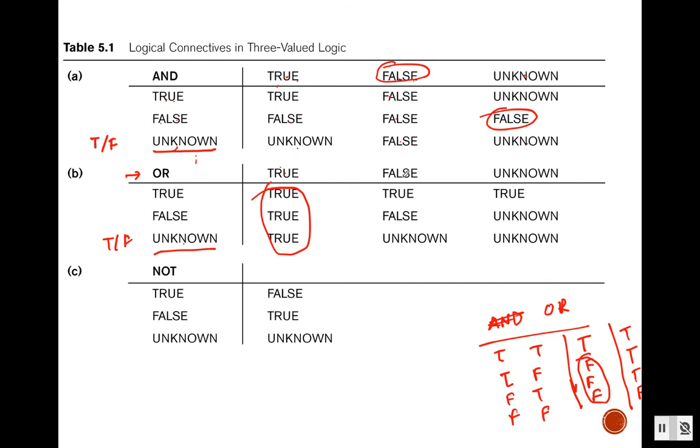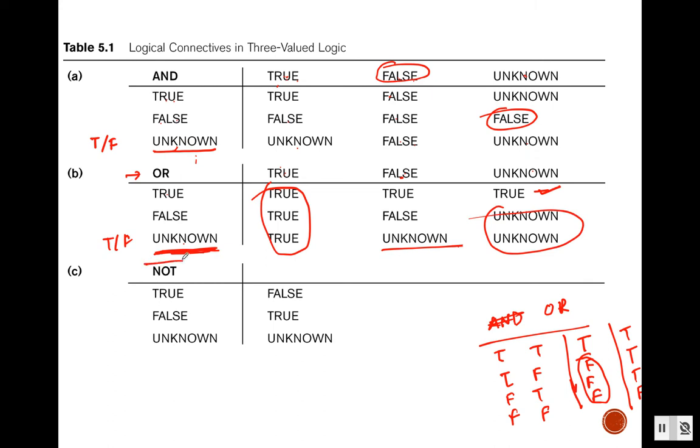Now for false, it will depend on the value of unknown. So false or unknown will be unknown because we do not know the value. Now unknown or true will be true because one of them is true, but all others will be unknown.